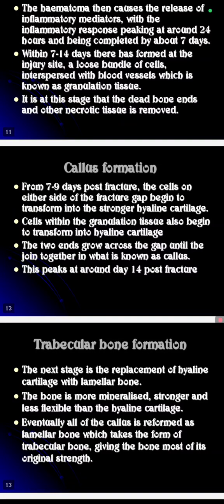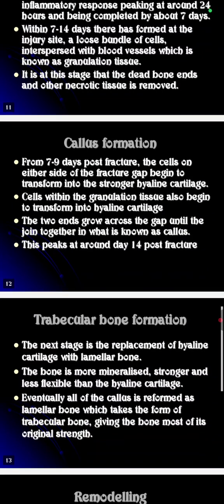So, trabecular bone formation. The next stage is the replacement of hyaline cartilage with lamellar bone. In the final structure, we can say the bone is more mineralized, stronger and less flexible than the hyaline cartilage. Eventually, all of the callus is reformed as lamellar bone, which takes the form of trabecular bone, giving the bone most of its original strength.